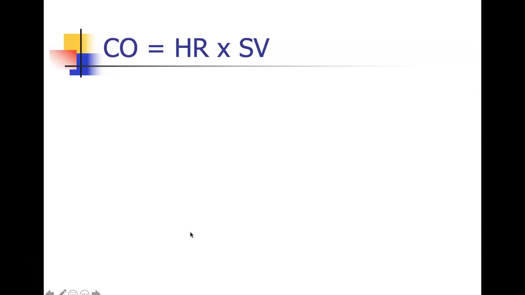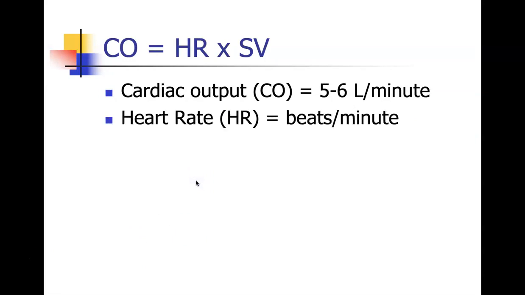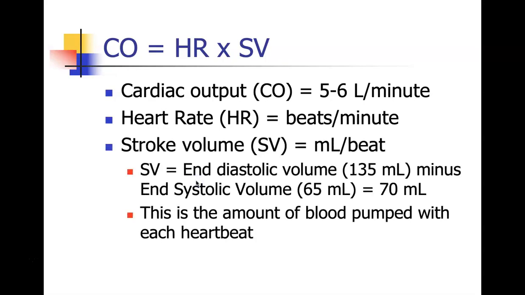Okay, so we'll start off with the equation for cardiac output, which is heart rate times stroke volume. And average cardiac output is going to be about 5 to 6 liters per minute. This is a function of the heart rate in beats per minute and stroke volume, which is measured in milliliters per beat. And we calculate stroke volume by taking the end diastolic volume minus the end systolic volume to get this 70 milliliters here. Take 135 minus 65 for 70 milliliters for stroke volume.